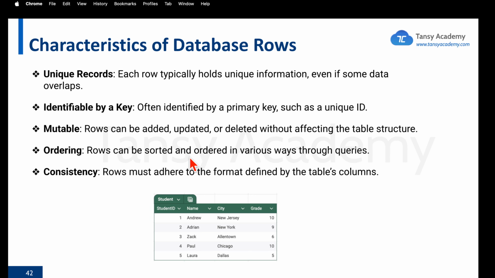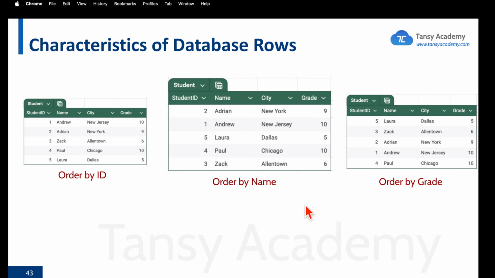Ordering. Rows can be sorted and ordered in various ways through queries. Consistency. Rows must adhere to the format defined by the table columns. When you add a new row, it should adhere to the definition of the columns here. What type of data you can store: grade allows only numbers, city can be a string, student id must be unique. So all those rules from the columns need to be looked at when you try to add a new row. Characteristics of a database row.